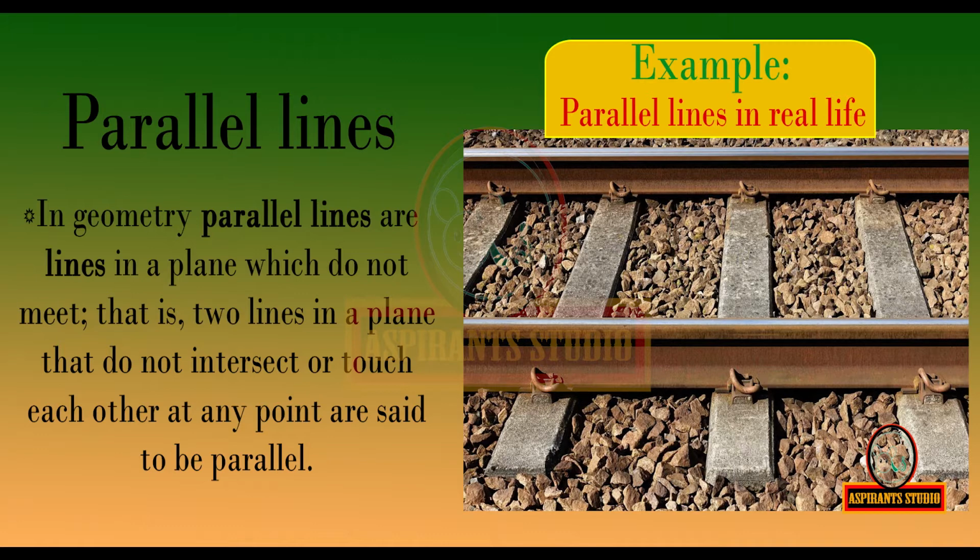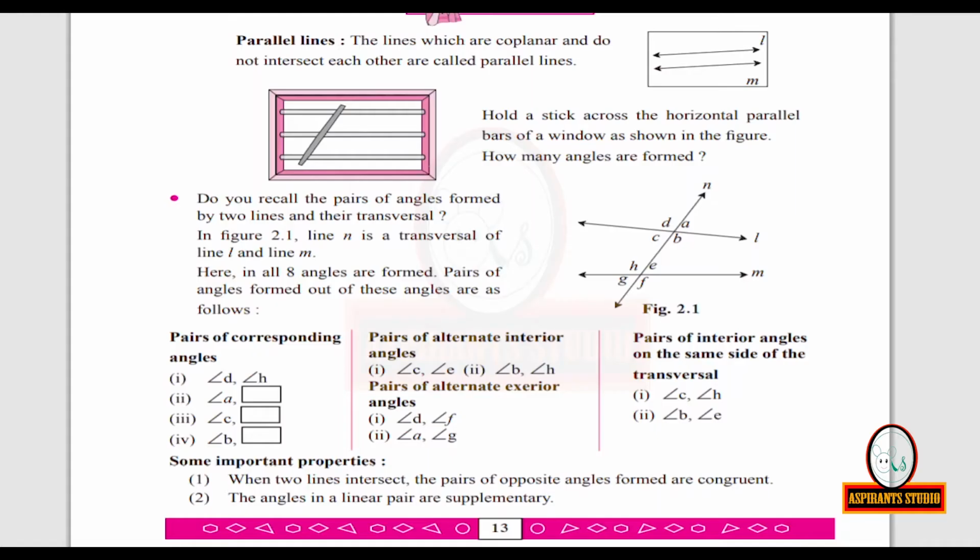Now, parallel lines. In geometry, parallel lines are lines in a plane which do not meet. That is, two lines in a plane that do not intersect or touch each other at any point are said to be parallel. For example, parallel lines in real life, we can take the example of the rails in the railway track.